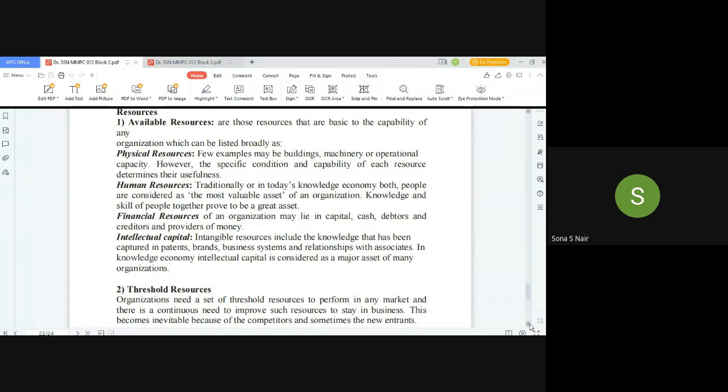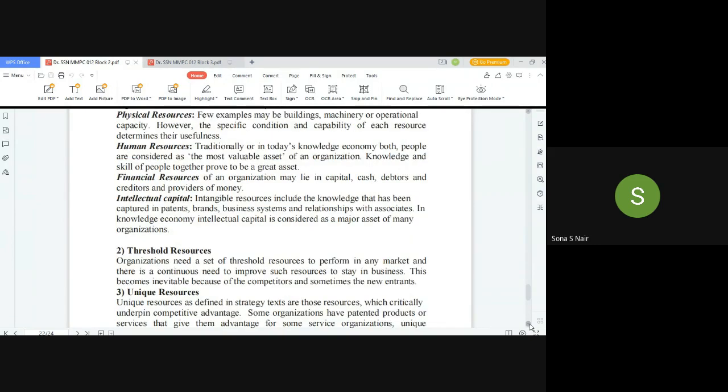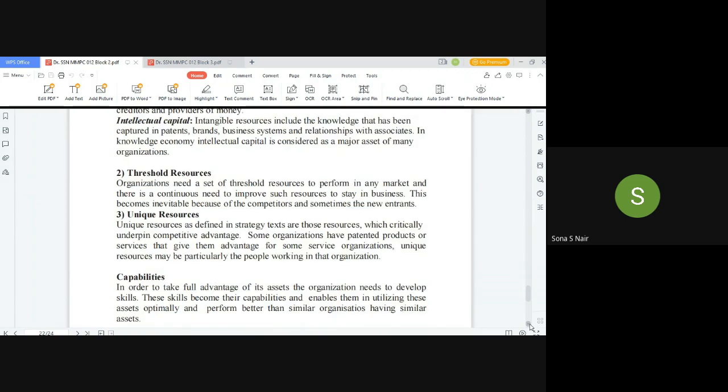There's another term which is again connected with resources. It's called threshold resources. Threshold resources are all those resources which need to be there for a firm to start off and perform in the industry. So threshold, you understand, is the basic level. Whatever resources are required to start a business are threshold resources, and any firm in an industry will definitely have those threshold resources. But if the quality of those resources is good, the performance of the organization will also be good. Then there's a term called unique resources. Unique resources are those resources which the other competitors do not have. Okay.